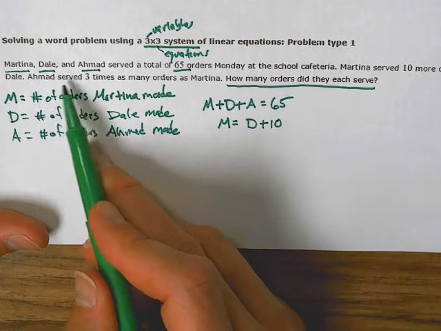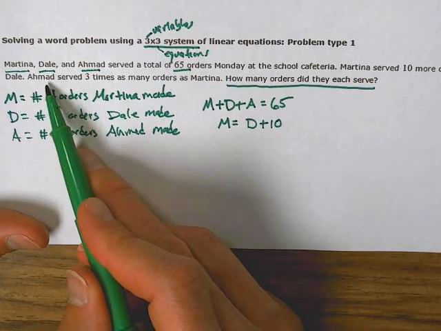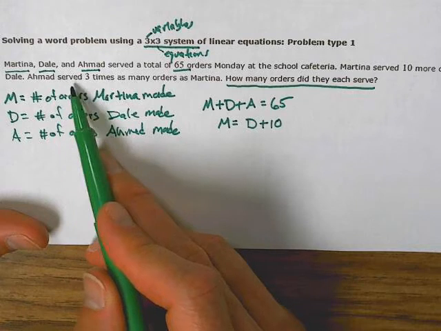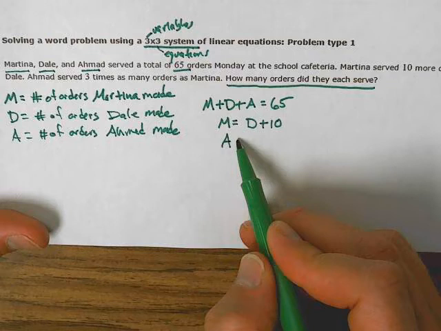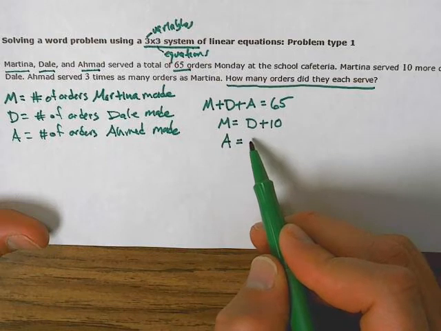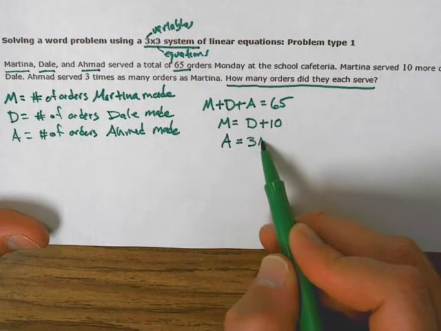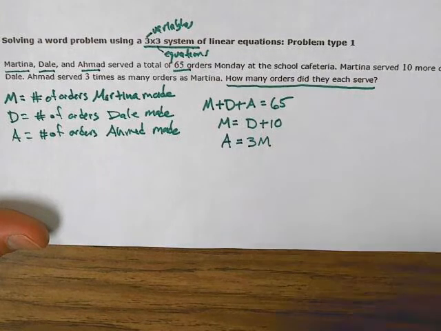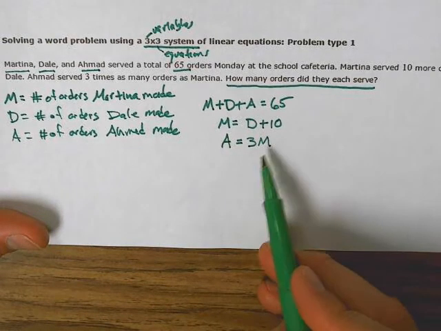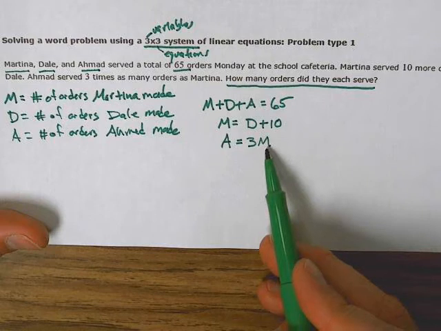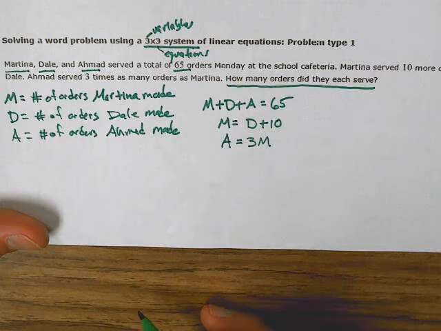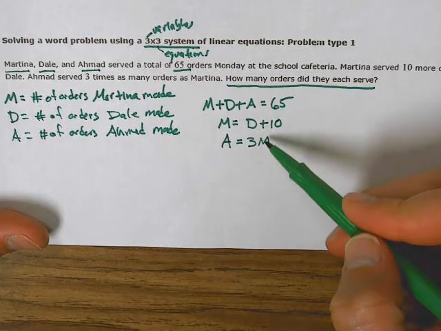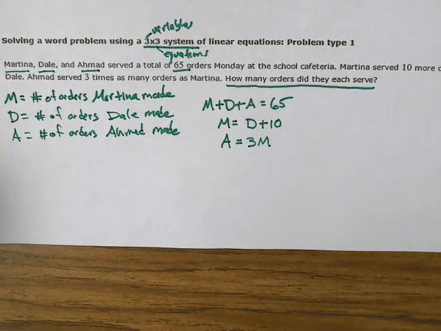And then the second to last sentence here: Ahmad served 3 times as many orders as Martina. So Ahmad should be equal to 3 times the number of orders Martina made, which also should make sense. If Martina served 10 orders, Ahmad would be 3 times that amount, 30. That would be good. So you can see I have 3 equations and 3 unknowns. It's kind of a mess until you just start substituting some things in.